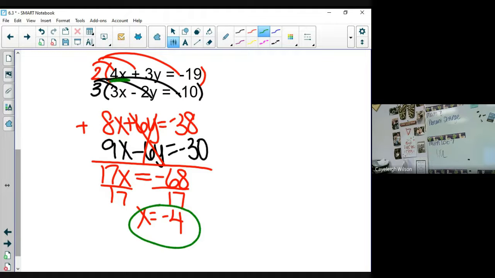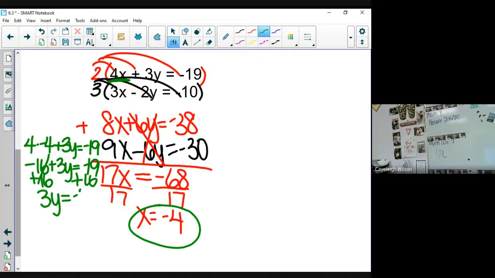Plugging that back in for x. 4 times negative 4 plus 3y equals negative 19. It's negative 16 plus 3y equals negative 19. Add the 16. That's 3y equals negative 3. So y is negative 1.